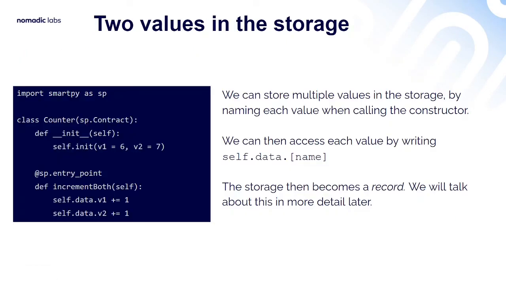Now let's work on a contract that has 2 values in the storage. We can store multiple values in the storage by giving a name to each of them. And so when we call self.init, we can pass between the parentheses a list of values with the name, equal, and the initial value. And we separate them with commas. When we do that, the storage becomes a record, and we will see in detail what a record means, but all we have to remember for now is that we can access each of those values by writing self.data and the name of the value in the storage.